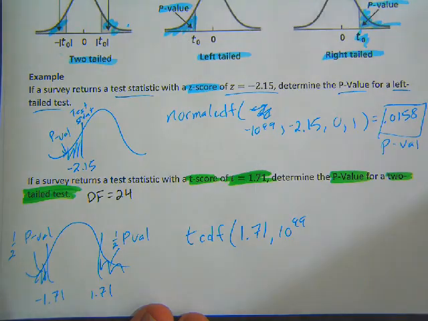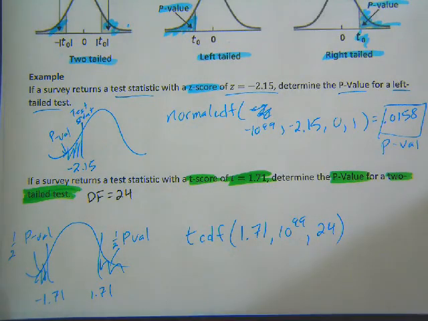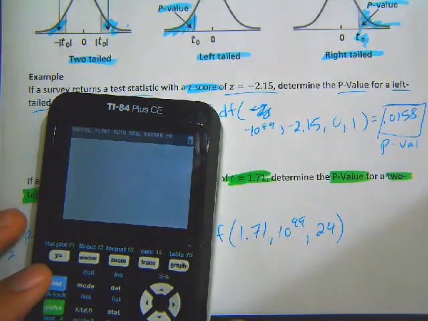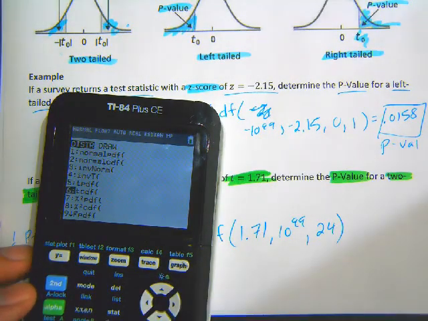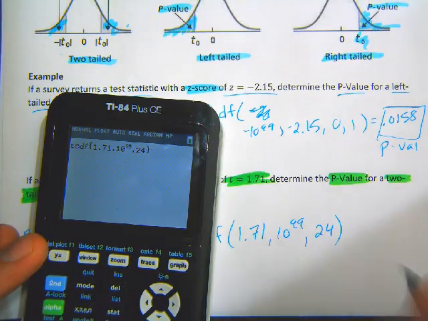And then for that t-CDF, I'll need the lower bound, the upper bound, and the degrees of freedom, in this case, which would be 24. So that's what I'm going to put in there. If I type it in my calculator, I'm going to type in second distribution, t-CDF. That's how you find the area from a t-score. 1.71 is the bottom, because I'm doing the right tail, so that's the bottom, and it goes on forever, so I'm going to do 10 to the 99th for the top, and then 24 for my degrees of freedom.